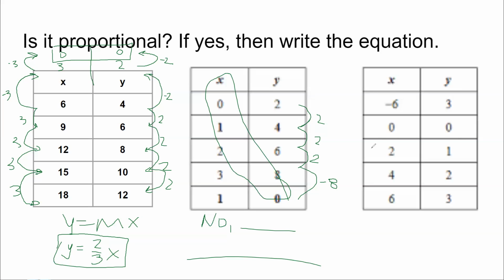Try this problem on your own, see if you can figure out if it is proportional or not, and I'll give you your answer in a second. And here's our answer. So it is not linear because I just started with my x's. It went from 6 to 2. So that is not the same number, which means that it's not linear. It's not going up at a constant rate.